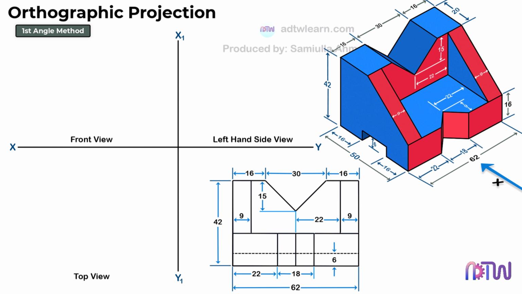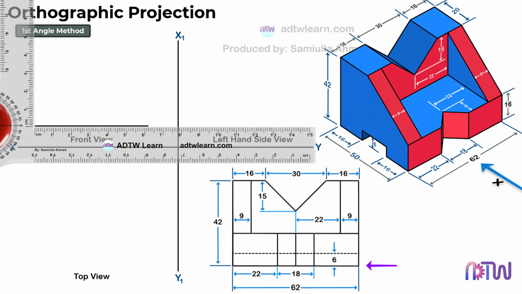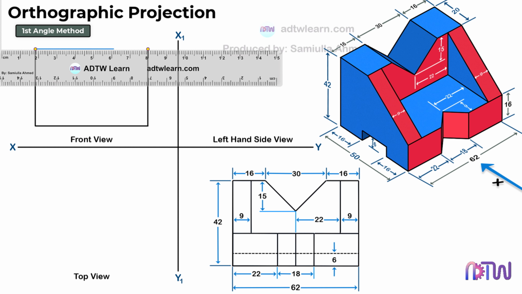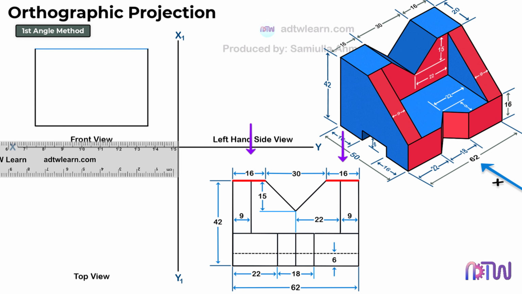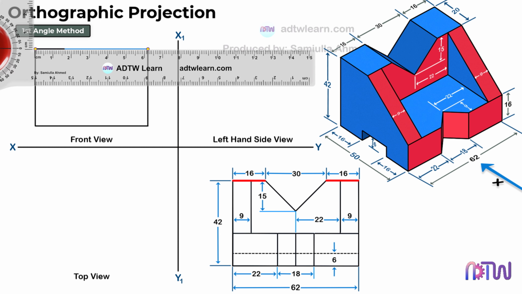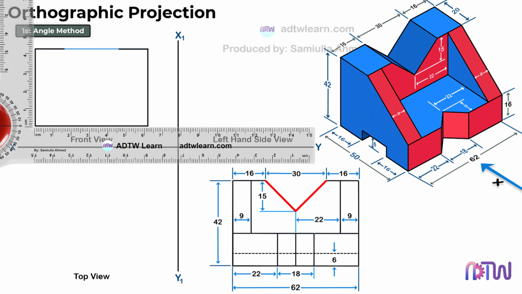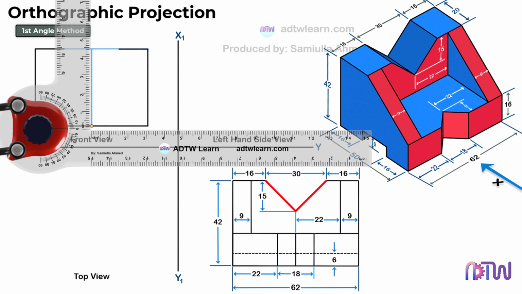Let's start drawing. Take a drafter and draw a horizontal line of 62 mm. And draw a vertical line of 42 mm from the endpoints of this line. And join these 2 points with a light line. We can see the length of these lines as 16 mm. Therefore, take a drafter and draw a horizontal line of 16 mm from these 2 points as shown. We can see this notch is in the center of this object. Therefore, mark a point on this horizontal line. And draw a light vertical line from this point.